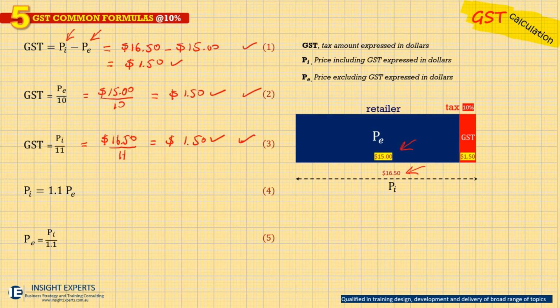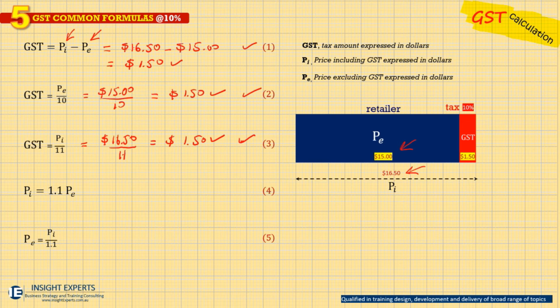In equation 1, if I have the 2 prices, I simply subtract them from each other. There will be some situations where you only have the recommended retail price and you want to calculate the GST, so you would use equation number 2. And equation number 3 is the most common one, which is applicable when you have a receipt, which includes the GST, simply divided by 11.